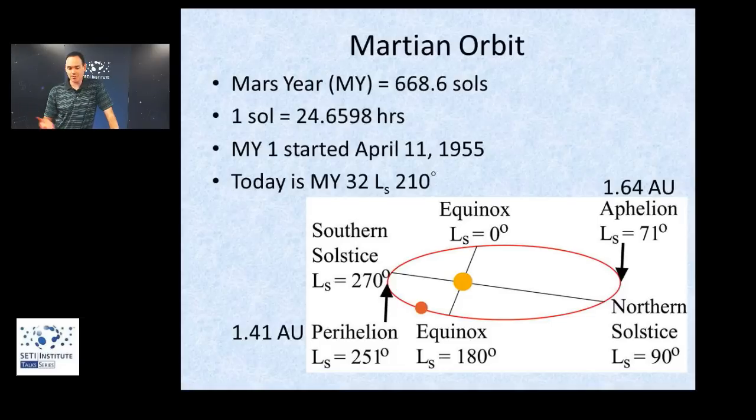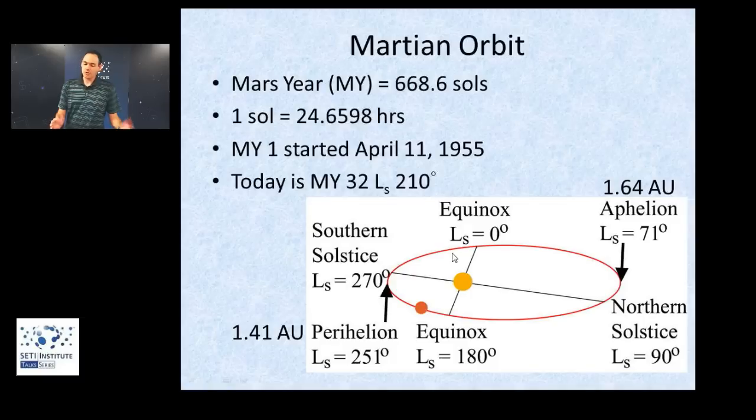We're talking about Mars, so I'm going to keep everything in the Martian domain here. A Mars year is 668 sols. 1 sol is a Martian day. It's a little bit longer than an Earth day. Mars year 1 actually started on April 11th, 1955. A Martian year starts at LS 0, which is equinox. Then we go into southern summer, which occurs here at the northern solstice. And then we go back to equinox, then we go to the southern solstice again, where it's southern summer.